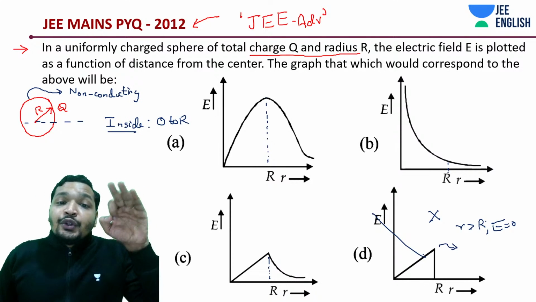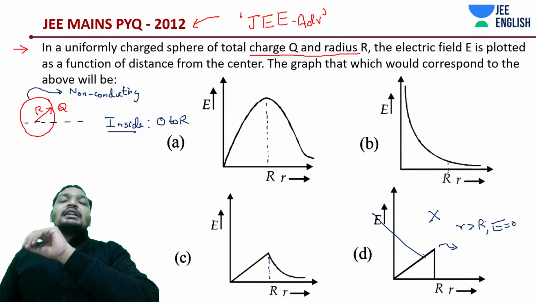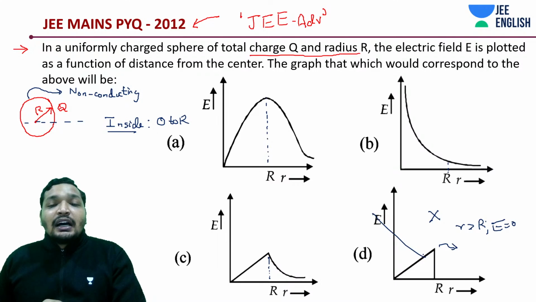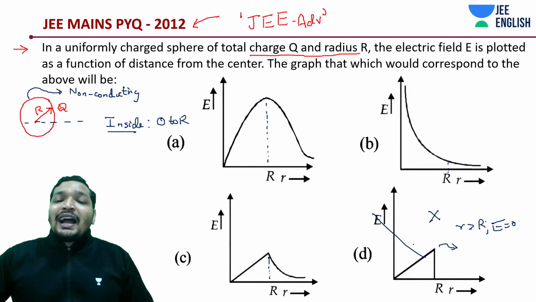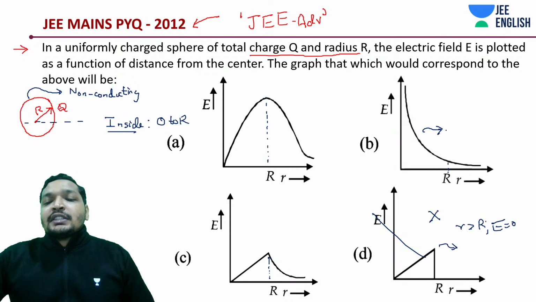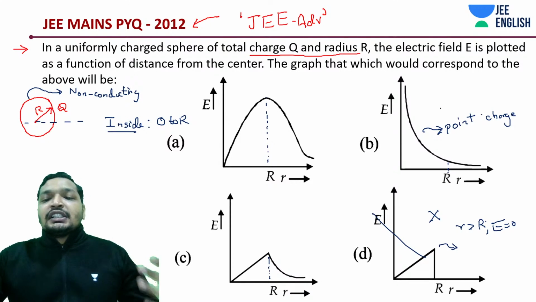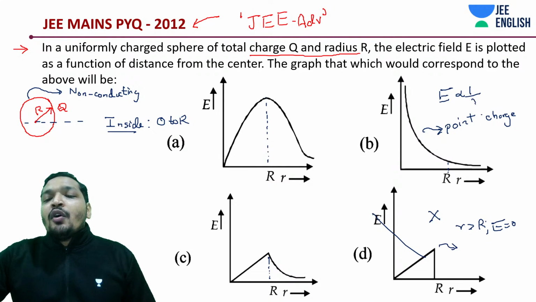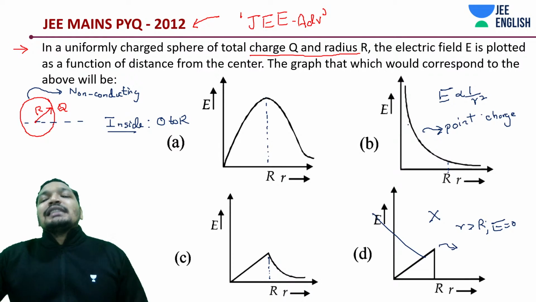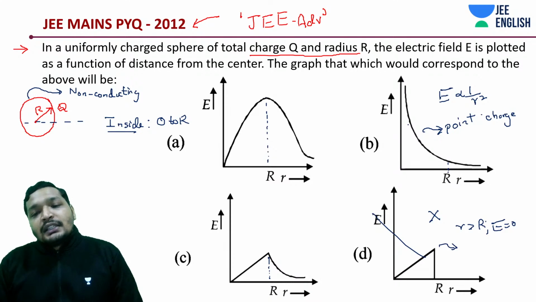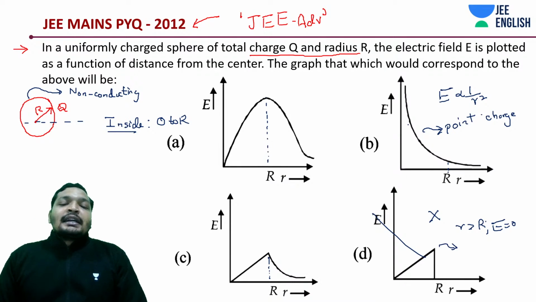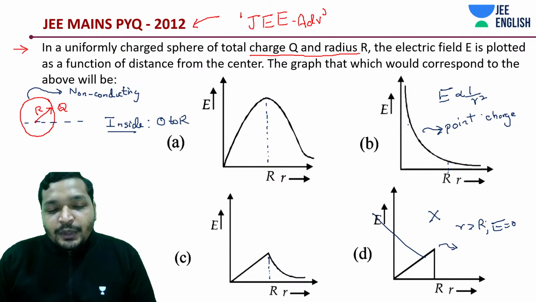Of course, it's a uniformly charged sphere with radius R, and it is not going to act like a point charge. So this graph is for a point charge. Okay, this says irrespective of the geometry and charge distribution, electric field is proportional to 1 by r square. This is also wrong, isn't it? This is also wrong.